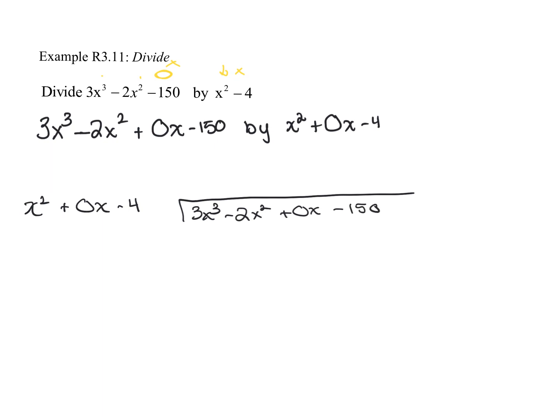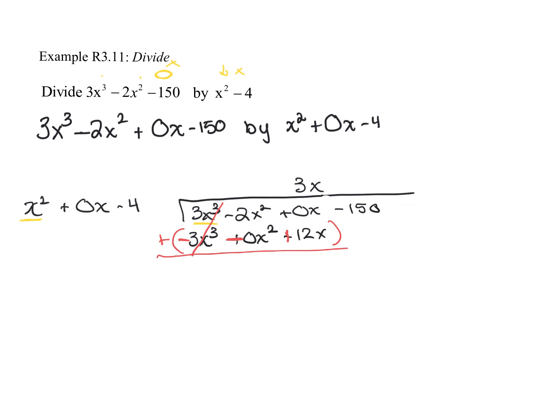To make my x squared become a 3x cubed, I need to multiply by a 3x. And again, see how my x's right here are in the same place. 3x times x squared is a 3x cubed. 3x times 0x is a 0x squared. 3x times minus 4 is minus 12x. Subtract the entire thing. So add opposite, opposite, opposite.